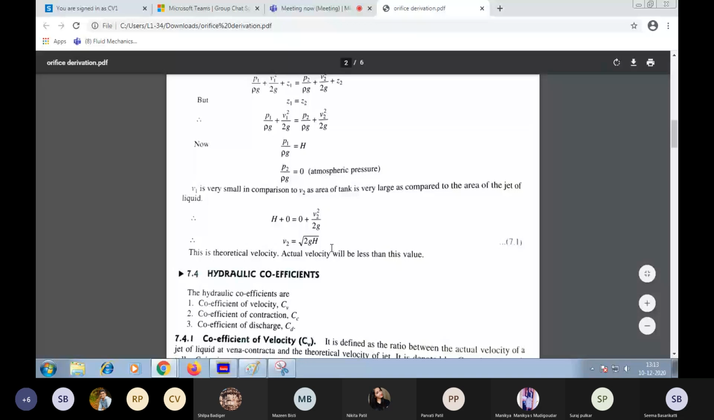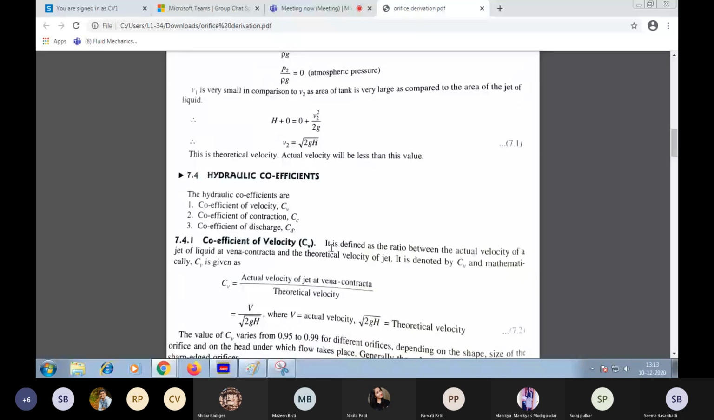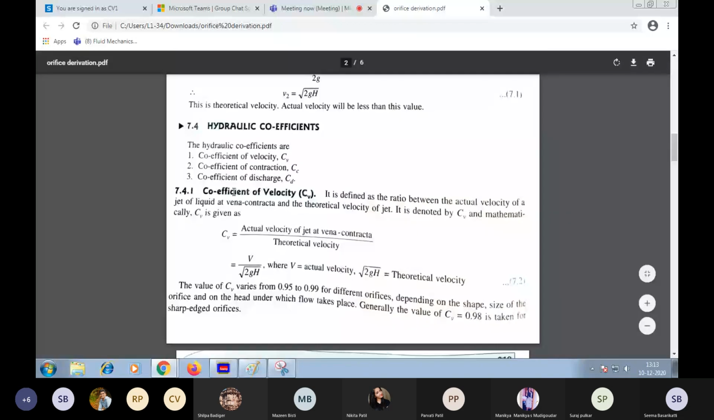Now let us discuss the hydraulic coefficients. There are three hydraulic coefficients: coefficient of velocity, coefficient of contraction, and coefficient of discharge. What do you mean by coefficient of velocity? It is actual velocity by theoretical velocity, that is, the actual velocity of the jet at vena contracta divided by the theoretical velocity.